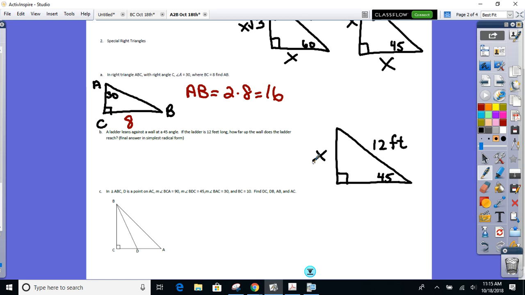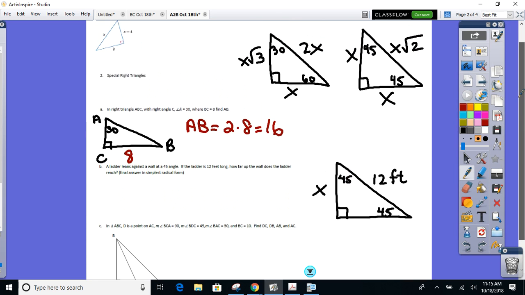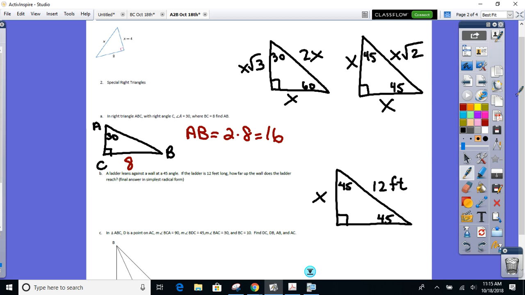What type of triangle is this? 45, 45, 90, right? Okay, I'm given the side across from the 90, which is x radical 2. And I'm trying to get to x right here. Everyone agree? Okay, so here's what we're going to set up.